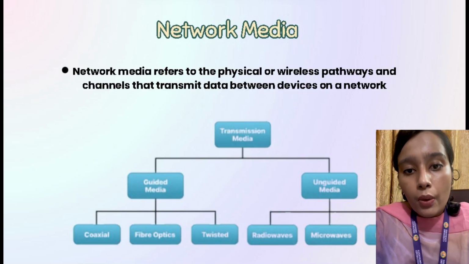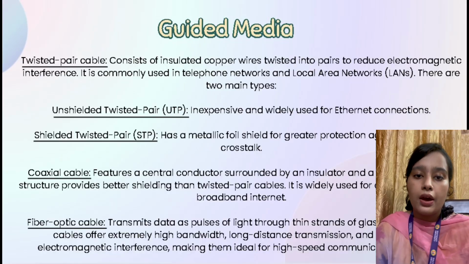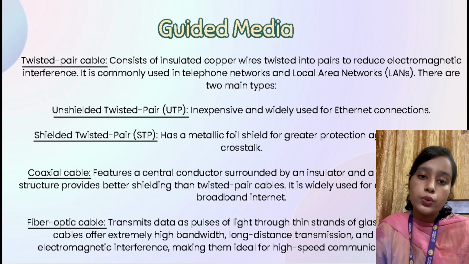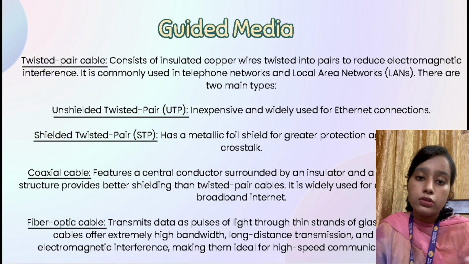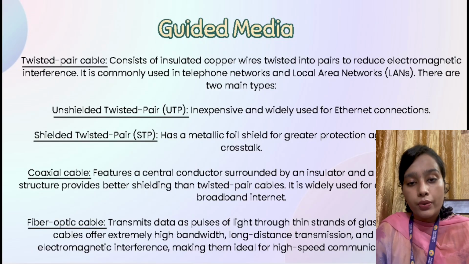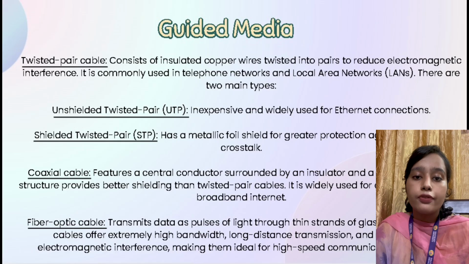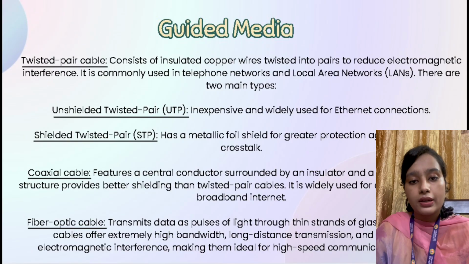So let's go to our next slide. As we know, network media has 2 types: guided media and unguided media, and both also have classifications. At first I would like to explain guided media's classification. Guided media have 3 types. They are twisted pair cable, coaxial cable, and fiber optic cable.